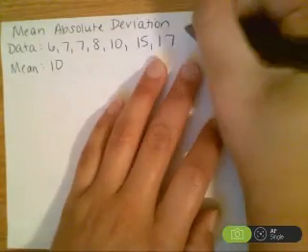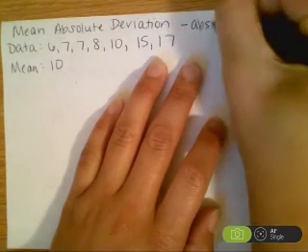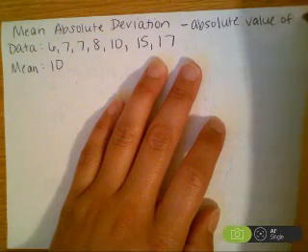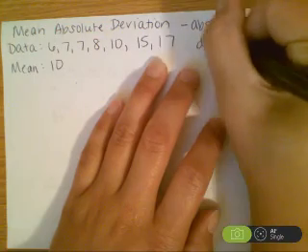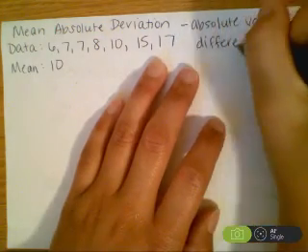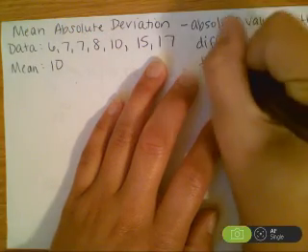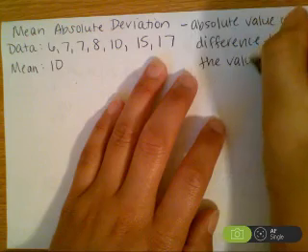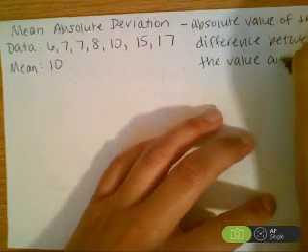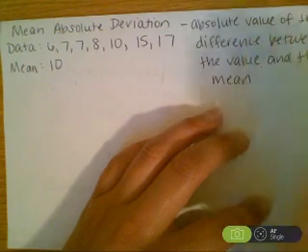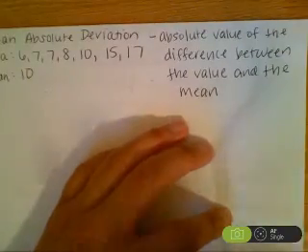Now in mean absolute deviation, you find the absolute value of the difference between the value and the mean, divided by the number of data values. So again, it is the exact same as standard deviation, except you're not actually squaring anything.